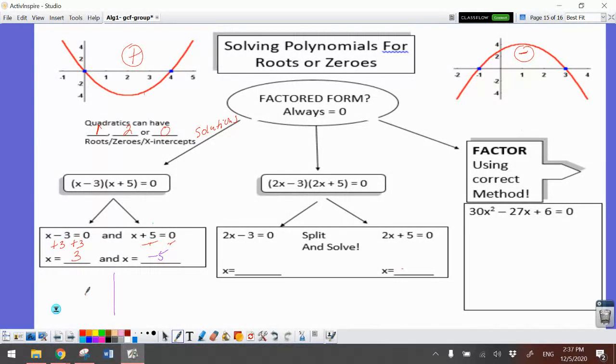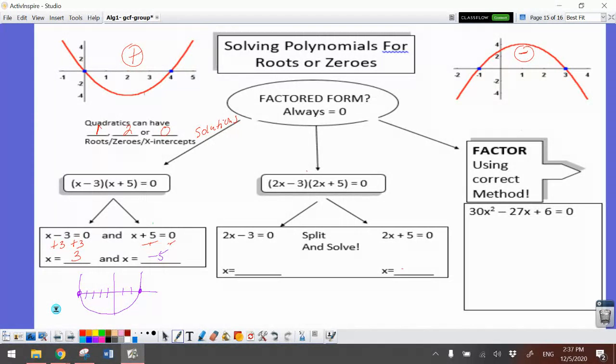Now, if I was to quickly sketch that, I know that I have to have a root at 3 and I have to have one at -5. So here are my two points, and I know, because my x's are positive, that's going to be a smile, so it's going to stay positive. Okay, let's look at this middle one. Is it factored? Yeah, it's factored.